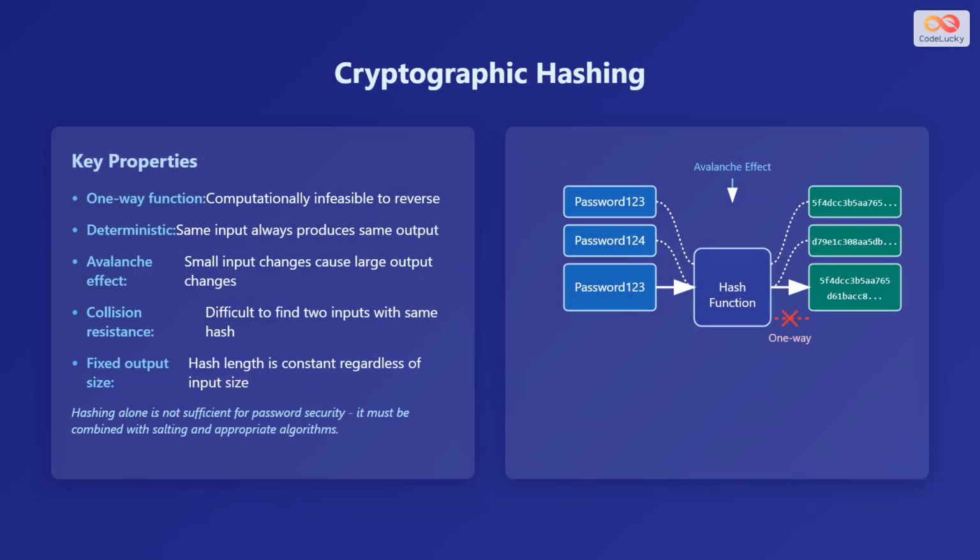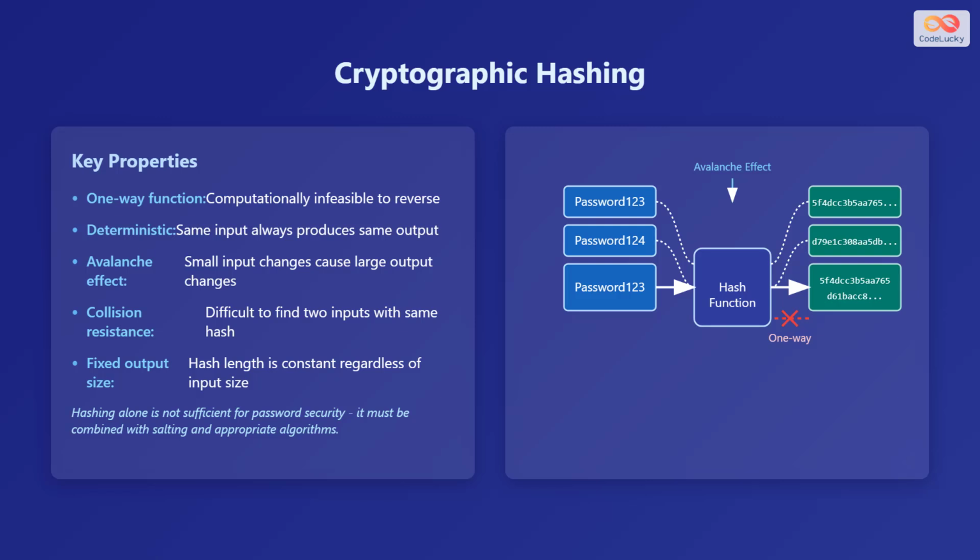Cryptographic hashing is the backbone of modern password security. It involves several key properties that make it suitable for securing sensitive information. The first property is that it is a one-way function. That is, it is computationally infeasible to reverse the process and obtain the original input from the hash. The second property is that it is deterministic. This means the same input will always produce the same output hash value.